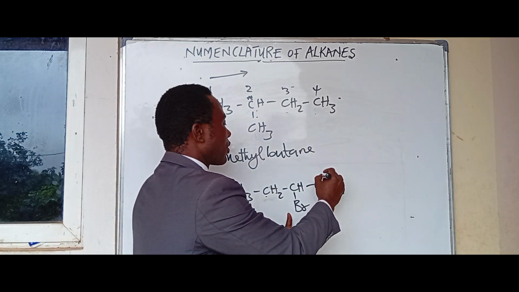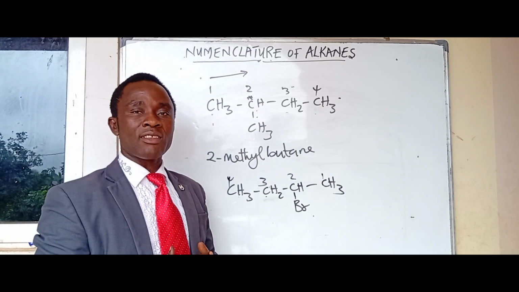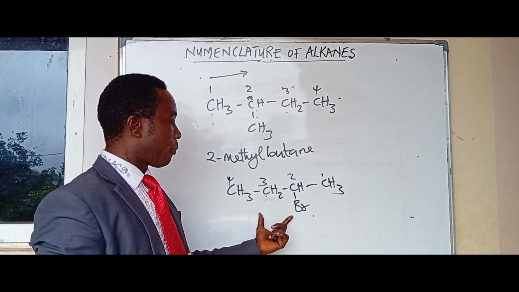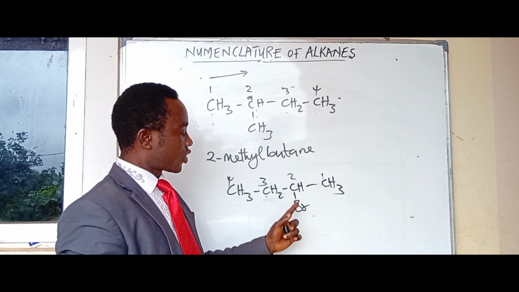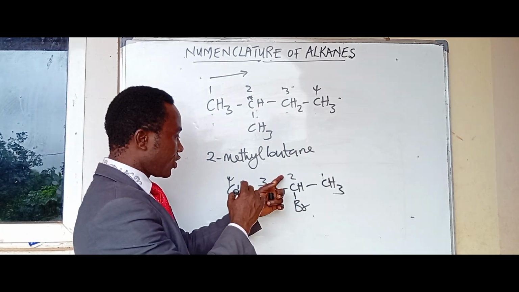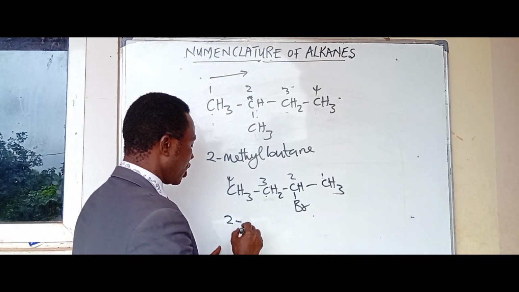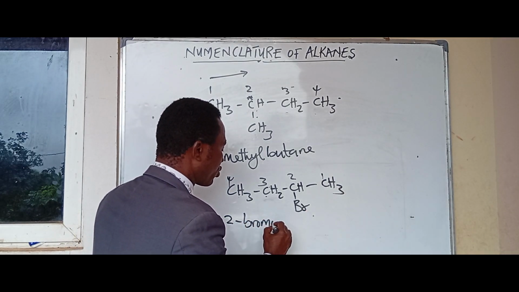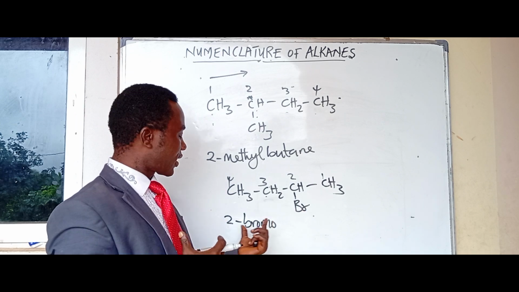So our numbering should be 1, 2, 3, and 4. Then let me name the compound. If you want to name the compound, you start with the number from where the substituent is placed, which is 2. So this will become 2. Then you name the substituent, which is bromo. So this is 2-bromo, showing that the substituent, which is bromo, is placed at number 2.